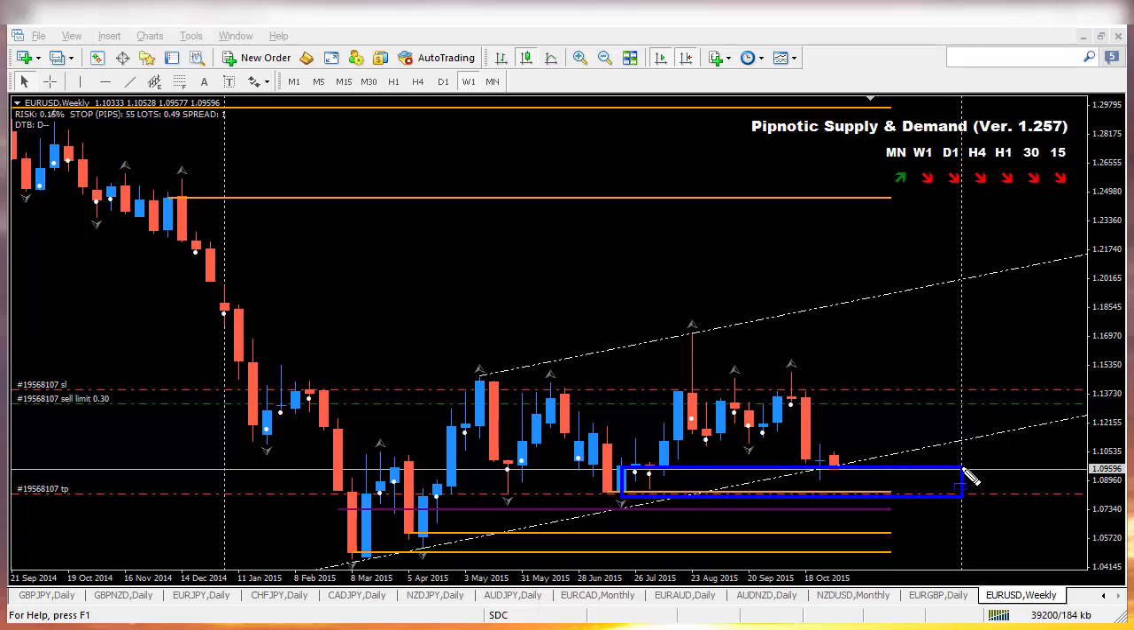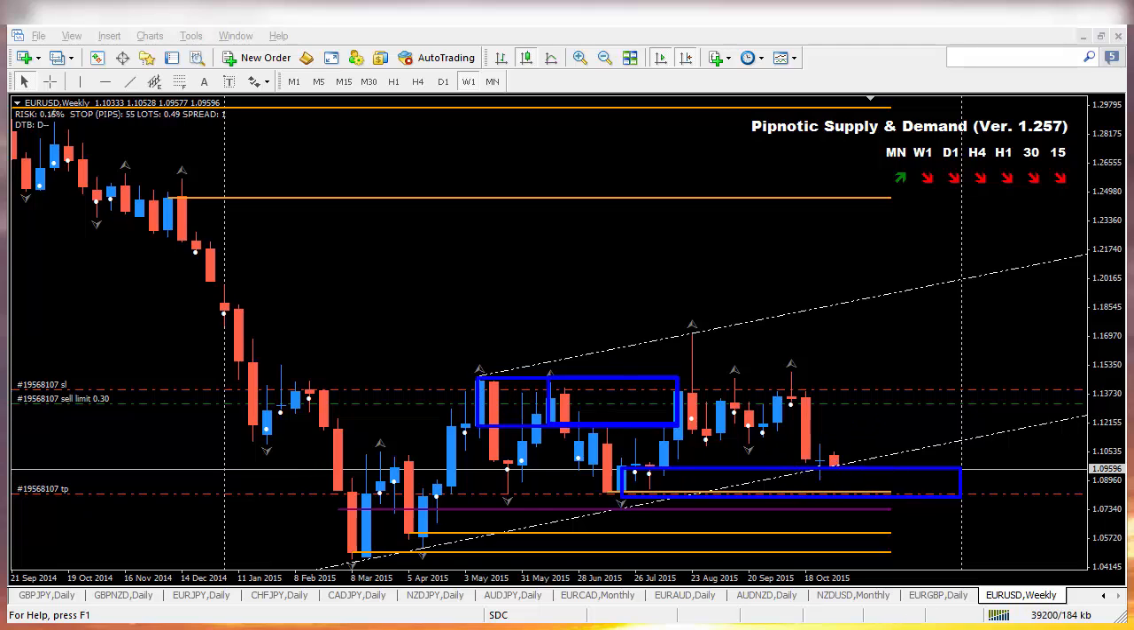of demand here that took out these areas of supply. We had one here and we had one here, these two nested areas, and these have now been consumed by this area here. So this is an important area, and I'm expecting some kind of reaction. We've had a little one already. Sorry, I'm confusing pairs, this is not the pound dollar, this is the euro dollar. So you can see we took out these two areas here, so price will probably react here.